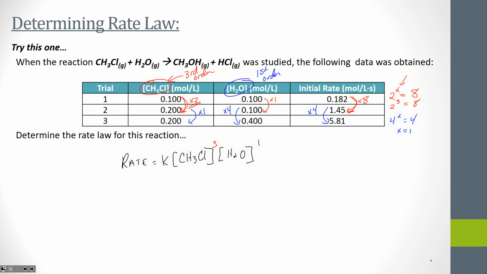So that would be your rate law. And that's as far as I'd go today. I would like you to try to figure out how to get all your powers and write your rate laws on that initial worksheet. And then tomorrow we'll go over how to solve for k.